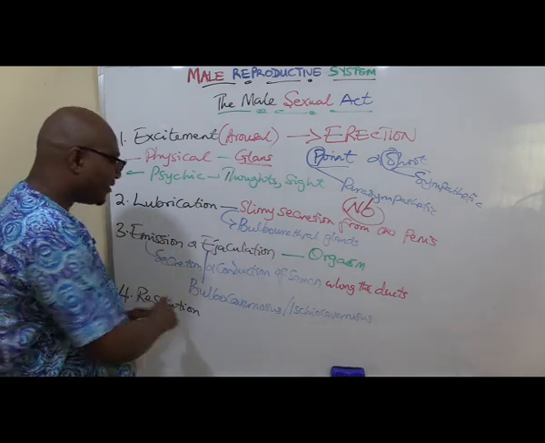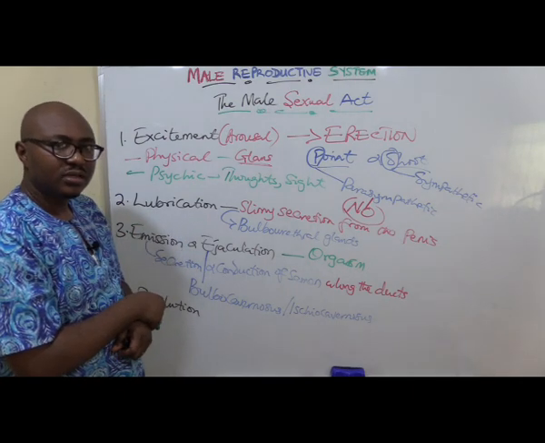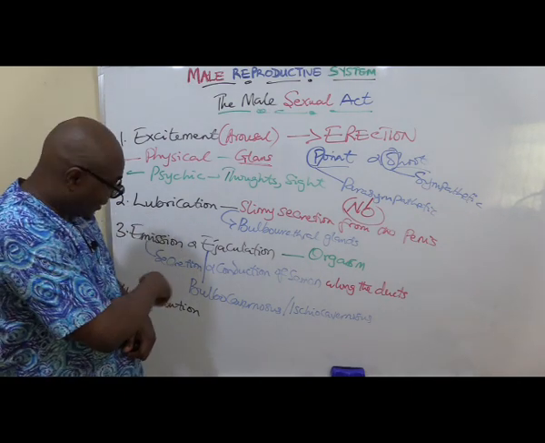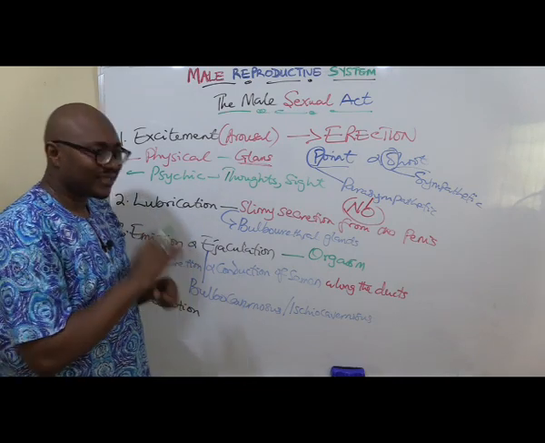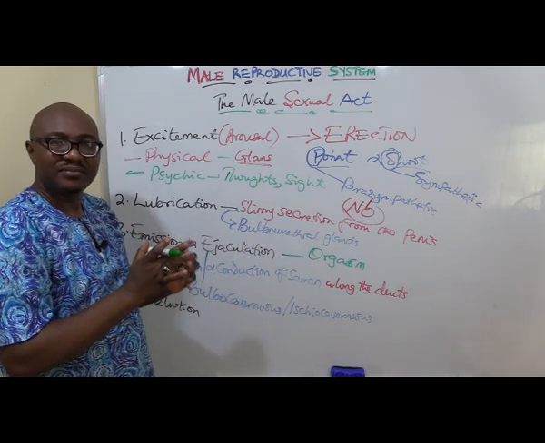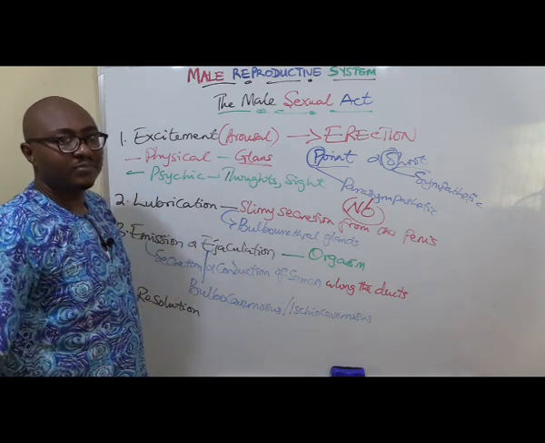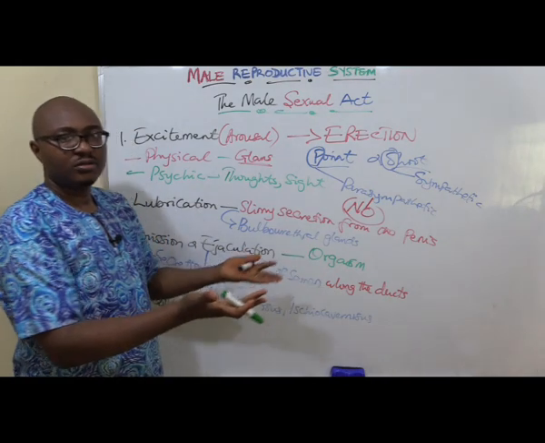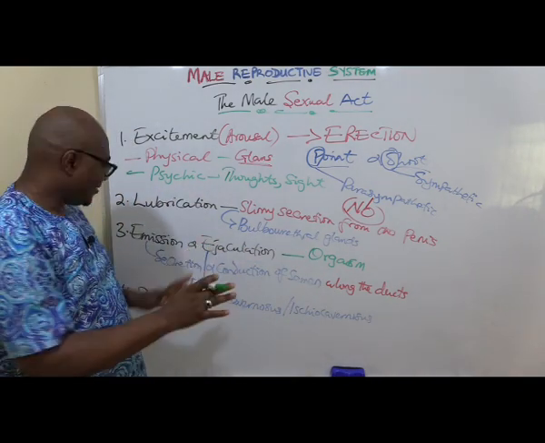At this stage of resolution, the male cannot be aroused again while it's still at this stage. So 1 to 2 minutes after the male has ejaculated, there's nothing you can do to arouse the male. It will take some minutes more before a new arousal and everything can happen again. Okay, so that's what happens.